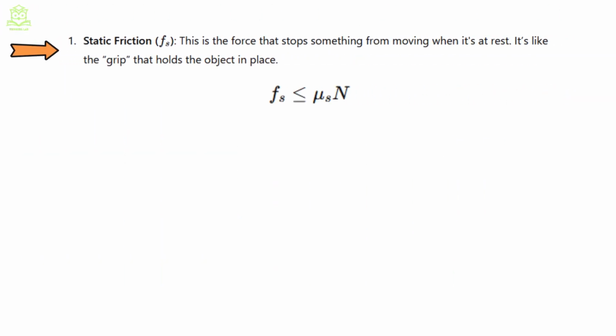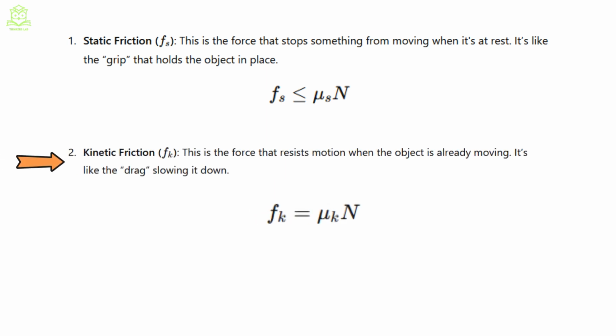One, static friction. Static friction is the force that stops an object from moving when it's at rest. It acts like a grip, holding the object in place. The formula for static friction is: static friction is less than or equal to the coefficient of static friction multiplied by the normal force. Or simply, static friction equals μs times the normal force, where μs is the coefficient of static friction.